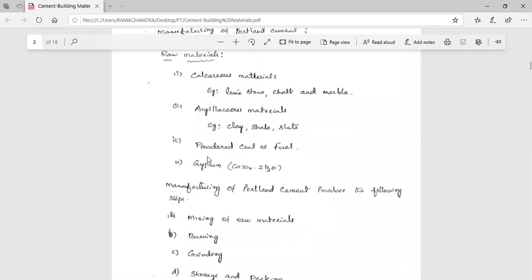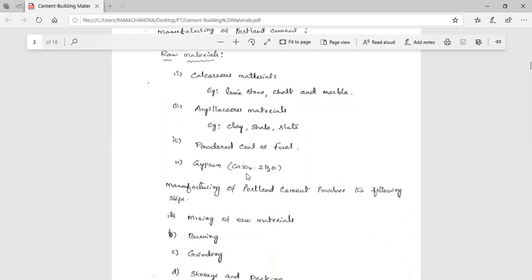Next one, powdered coal or fuel oil. We require powdered coal or fuel oil as a raw material for manufacturing of Portland cement. Finally we require gypsum, calcium sulfate dihydrate, CaSO4.2H2O. This is the formula of gypsum.